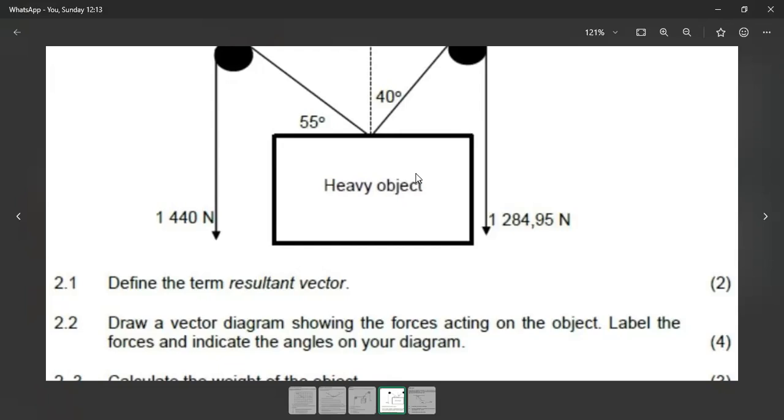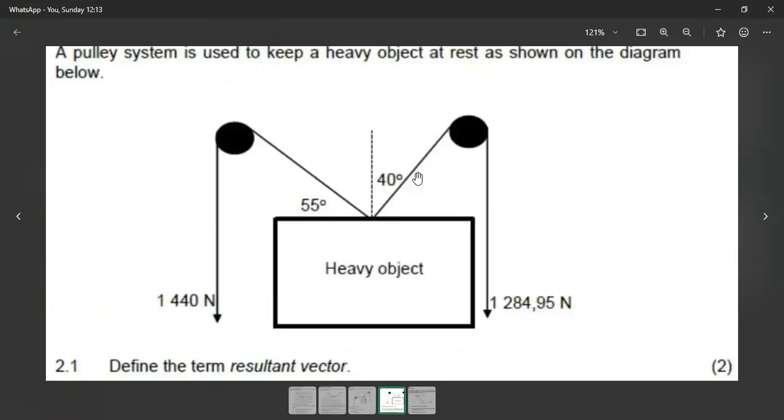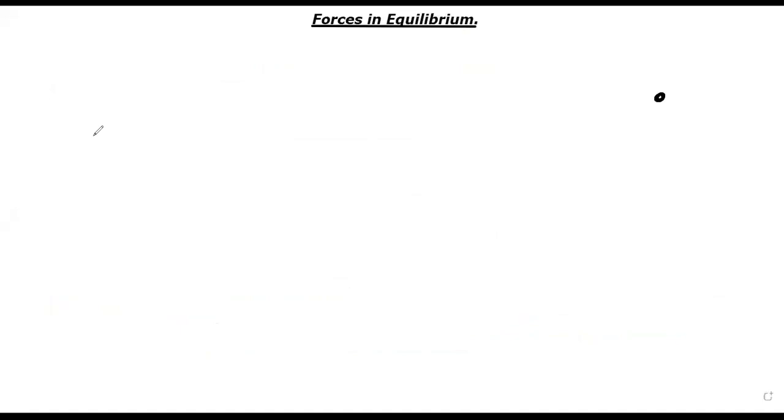Are we fine? But before we can do the tail to head method, I want us to draw the free body diagram. There's something I want you to see first. So if we talk about a free body diagram, we know that the object is represented as a dot and the forces are represented as arrows pointing away from the dot. So this will be the first vector with a magnitude of 1,284.95 newtons. Then the second vector will be this one.